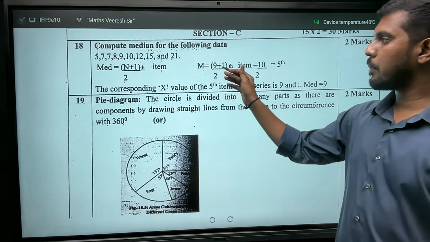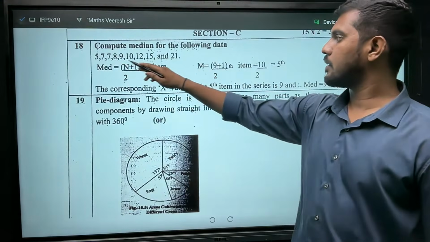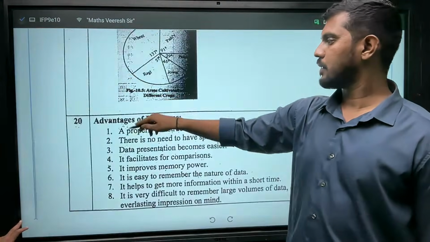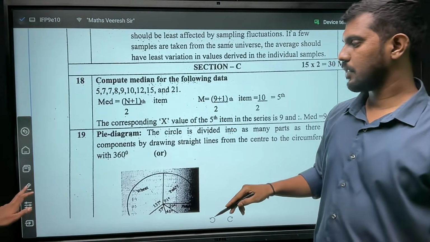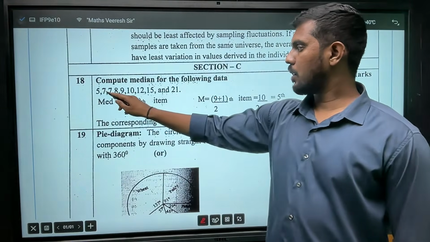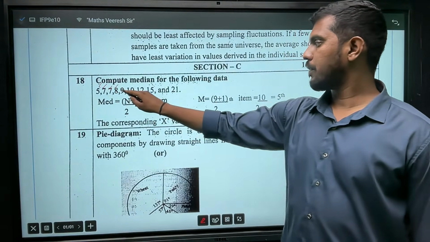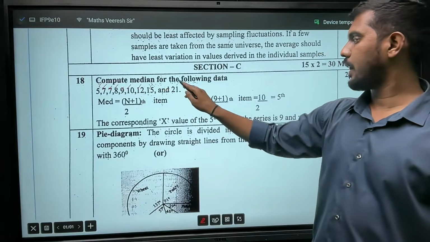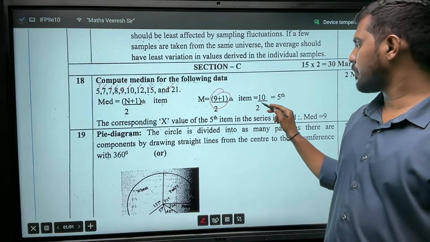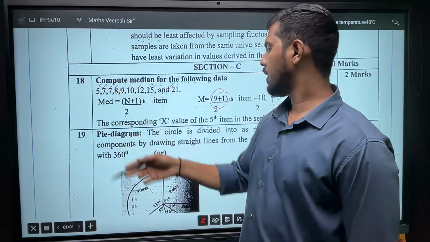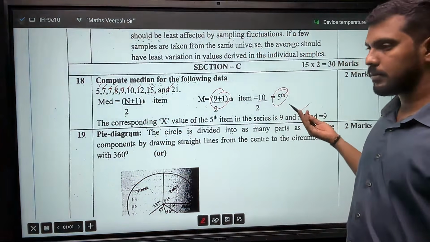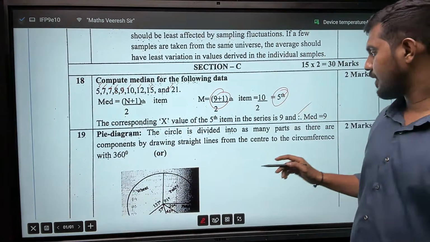Median is (n+1)/2. How many terms are there here? 9. 1 2 3 4 5 6 7 8 9. 9 + 1 is 10. 10/2 is the fifth term. What is the fifth one? 1 2 3 4 5, the 9th term is the answer. అంతే అయిపోయింది. 2 మార్క్స్ వచ్చాయి.